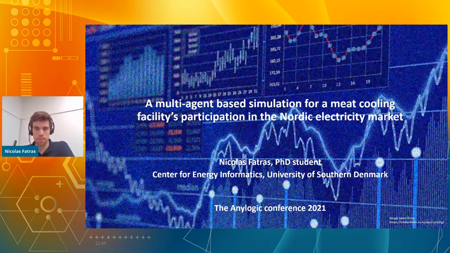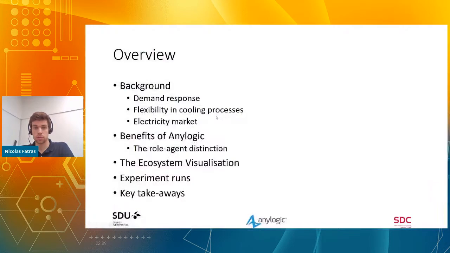I'm assuming that many of you won't actually be from an energy background or know much about the electricity market. So I'll give a bit of background on what demand response is, what flexibility is, what electricity markets are. And then I'll try to make it a bit more clear why I use AnyLogic in this context, because it might not be an evident use case, but hopefully you'll get some interesting ideas out of it with this kind of maybe different approach to agent-based modeling.